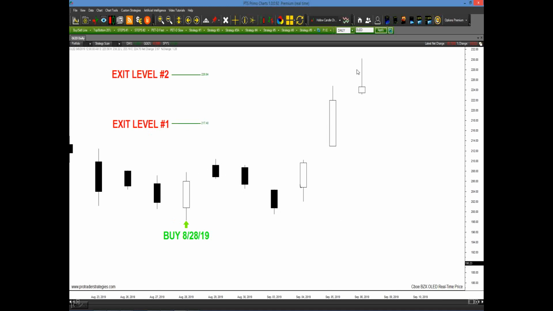Now, remember, once again, this is not systematic. We're not telling you where to get out. These are just little ways to help you make your own decision. But either one would have helped you tremendously in OLED, because look what happened. After that, the stock quickly fell out of bed, and any one of those 2 exit levels could have helped you with your trading. Those are automatically included on our platform for $7.